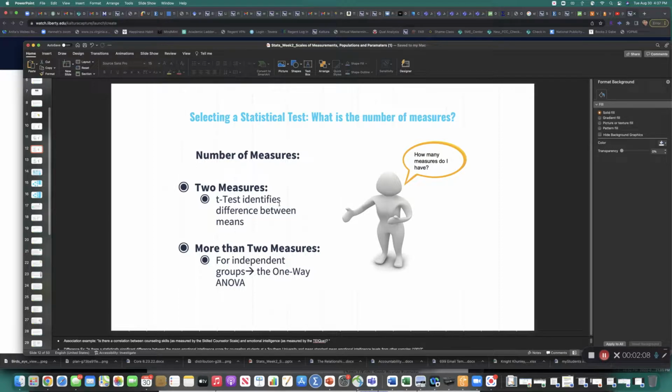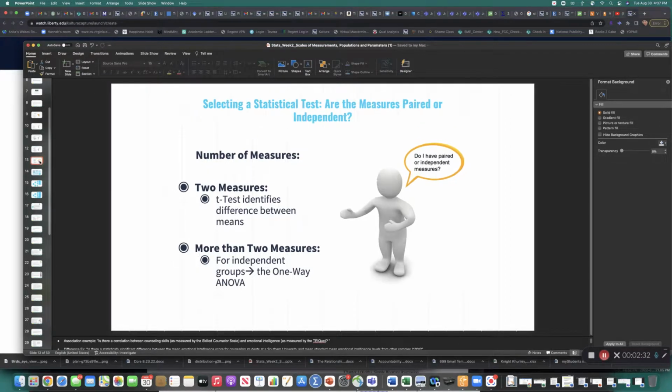If I have 2 measures, I may be dealing with a t-test, which identifies the difference between means. If I have more than 2 measures, I'll be using something like a one-way ANOVA. If I have 2 measures, I'm either using an independent t-test or a dependent t-test, depending on whether those measures are independent or correlated. Okay, so again, 2 measures is a t-test to identify the difference between 2 means. More than 2 measures is a one-way ANOVA.